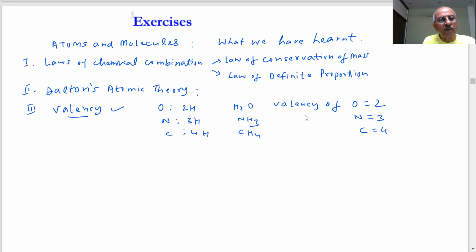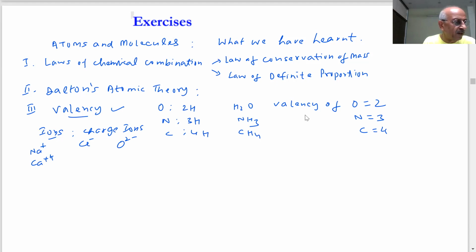Then for ions, what is the valency? The charge on the ions. If I say Cl minus, then you are saying the valency of chlorine is 1. And when I say oxide, you are saying it is 2. Similarly, when I write Na, you are saying +1, calcium +2. So valency is the charge on the ions.